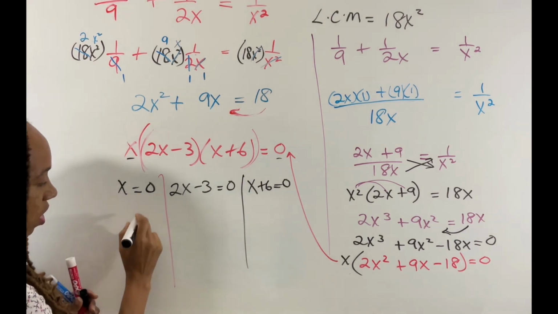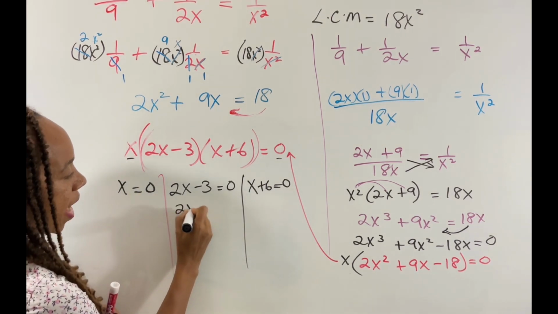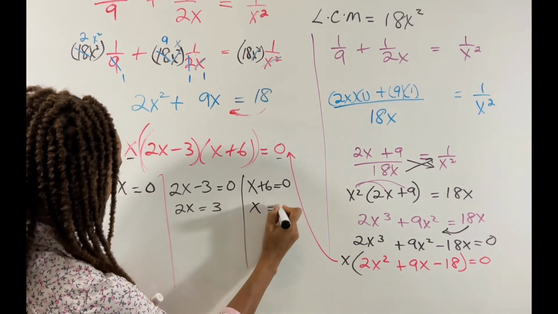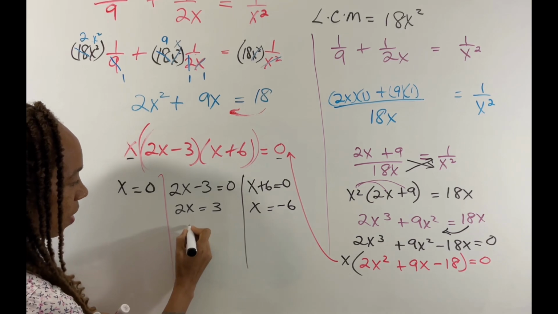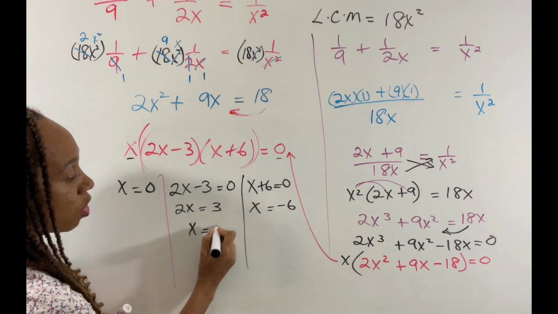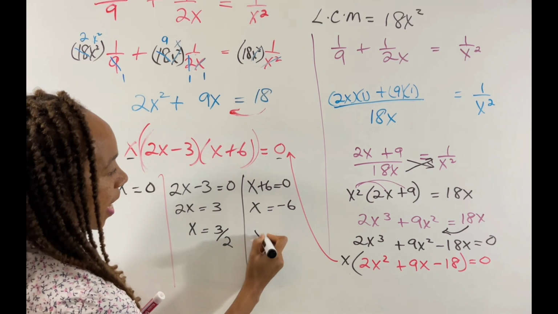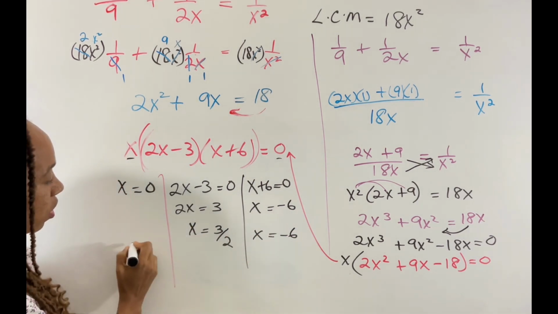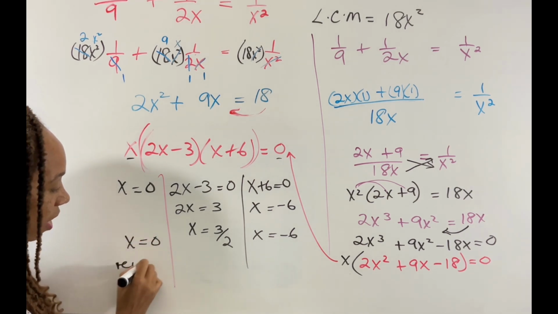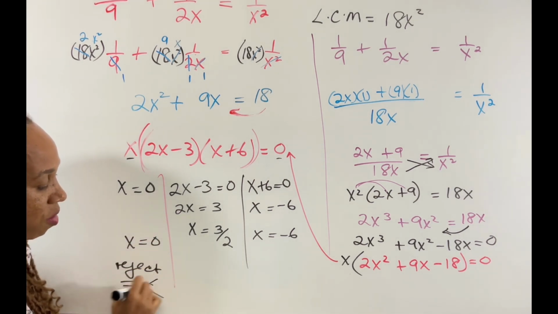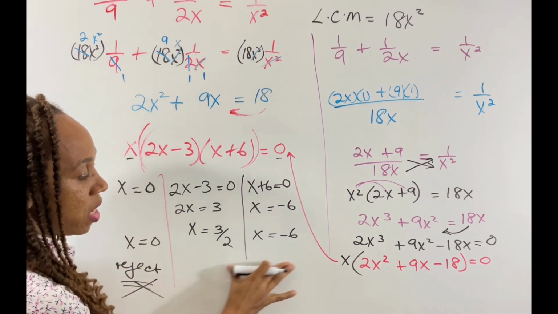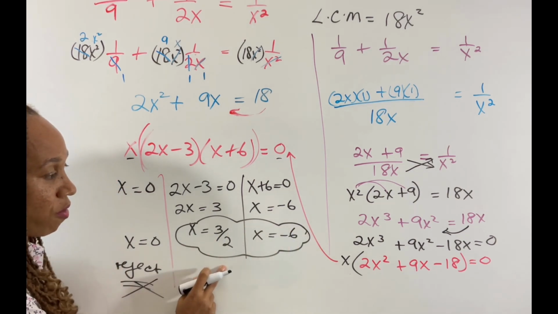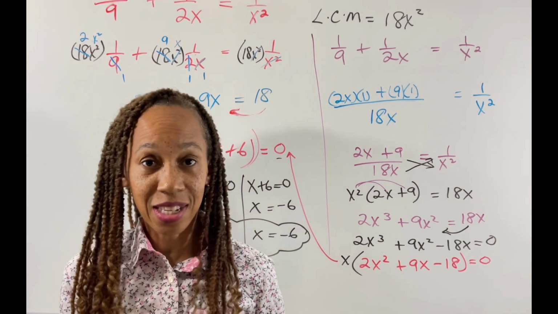So this we know is going to be x equals 0. 2x equals 3, because we're going to bring the negative 3 over, and this is going to be x equals negative 6. So we end up with here x is equal to 3 over 2, and x is equal to negative 6. And with this concept also, we know that x equals 0. We are going to reject the x equals 0 here. We're not going to use that. We're going to reject that. So we are only going to have these two, which is x equals 3 over 2 and x equals negative 6 as your answer.